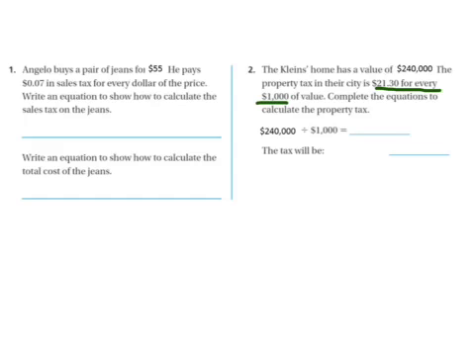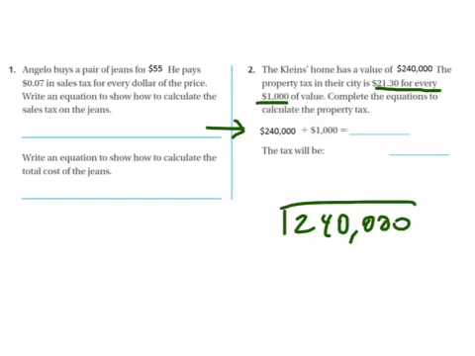So, the first thing we need to do is figure out how many $1,000, how do I say this? If a $1,000 bill exists, which I don't think it does, how many $1,000 bills would fit into 240,000 is what they're asking. And you can find that by dividing 240,000 by 1,000. Now there's a couple of ways to do this. I'm going to do long division first.